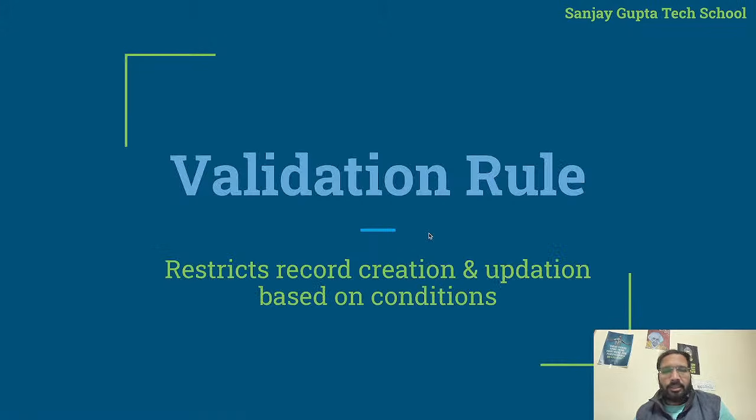Then comes validation rule. It is also an interesting topic. Basically, validation rule restricts record creation and updation based on a condition. This is a one liner definition of validation rule. As the name suggests, validate: before creation or updation of the record, if you want to validate something, you can create a validation rule.